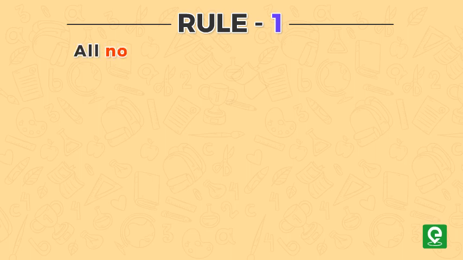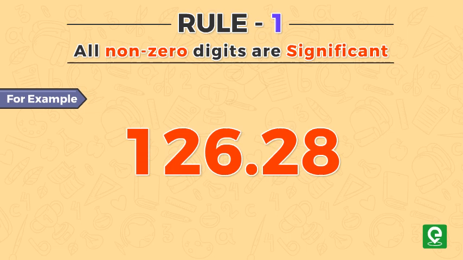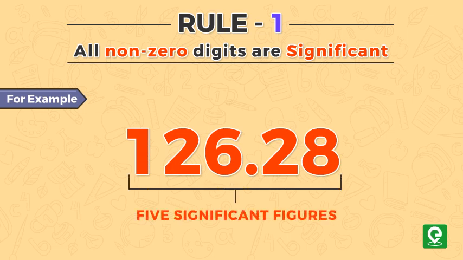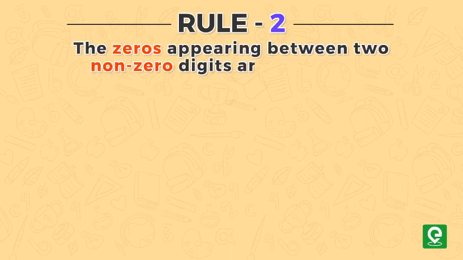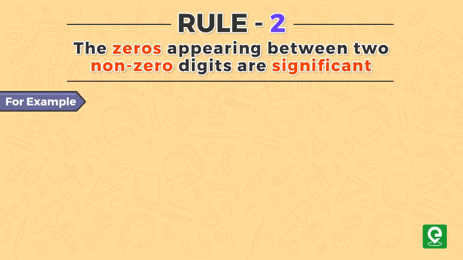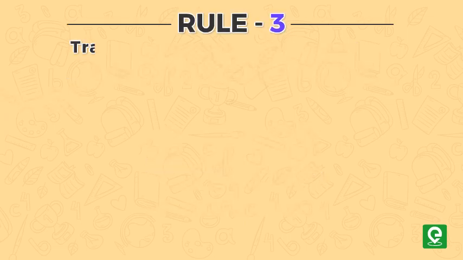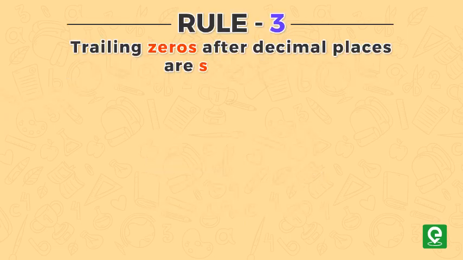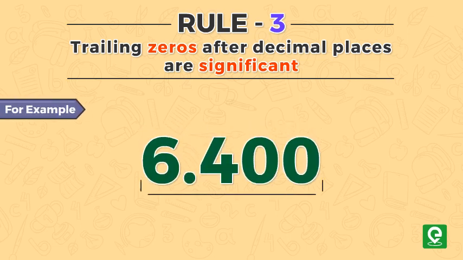Rule number 1. All non-zero digits are significant. For example, the number 126.28 has 5 significant figures. Rule number 2. The zeros appearing between two non-zero digits are significant. For example, the number 6.025 has 4 significant figures. Rule number 3. Trailing zeros after decimal places are significant. For example, the number 6.400 has 4 significant figures.